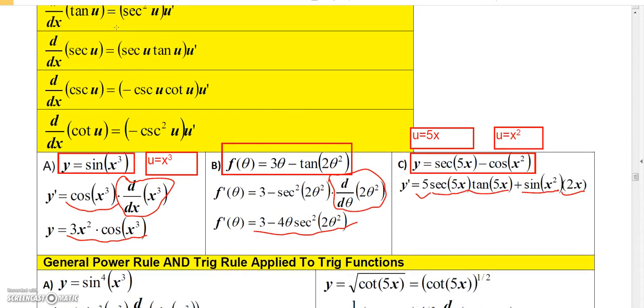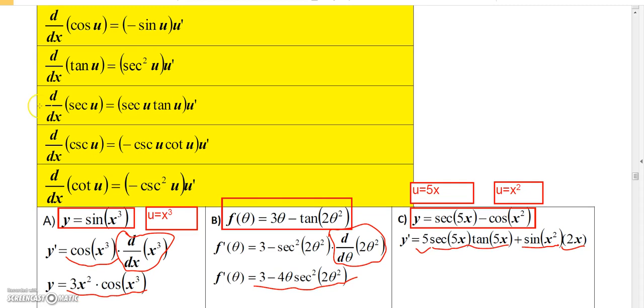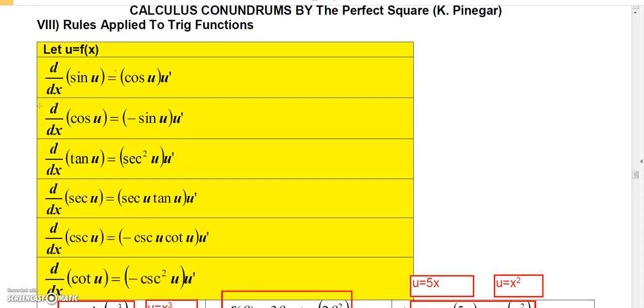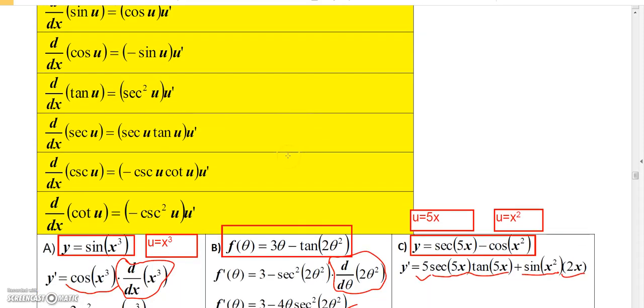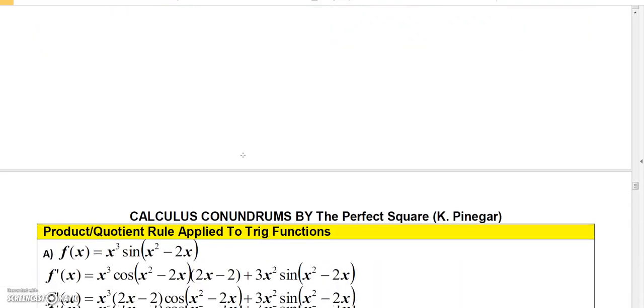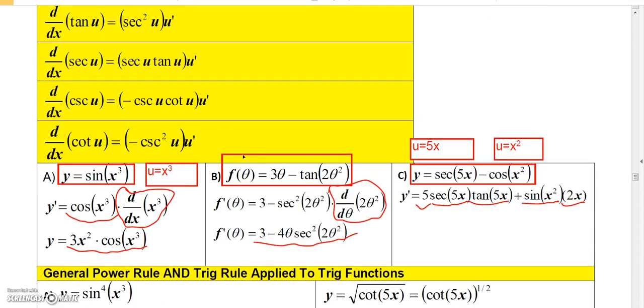And so there's some simple examples of these basic trig rules when you're finding the trig of an argument other than just the independent variable. Okay, what I'm going to do in the next video is I'm going to apply these trig rules, but they're going to be nested in to where you have to do some other rules like the general power rule or product and quotient rule. So we'll see these in the next video.